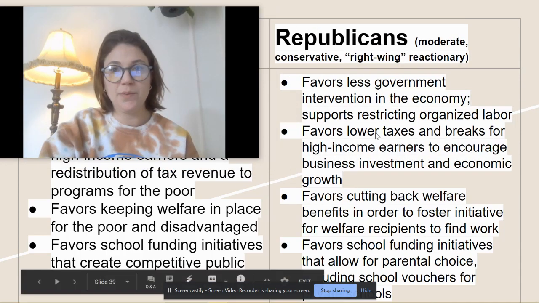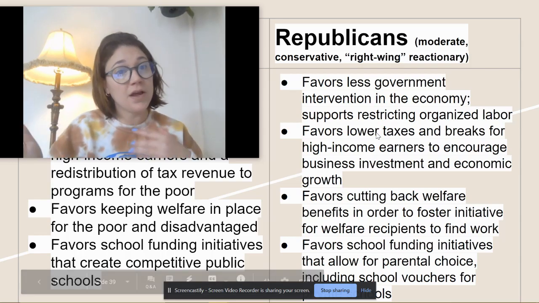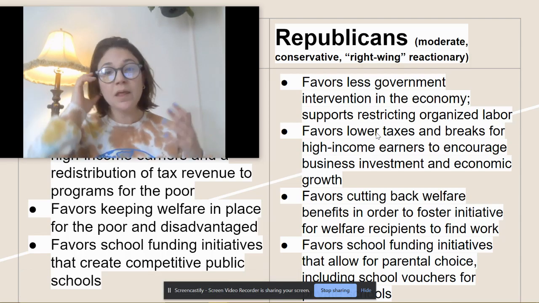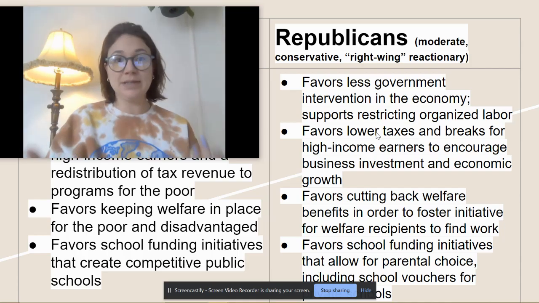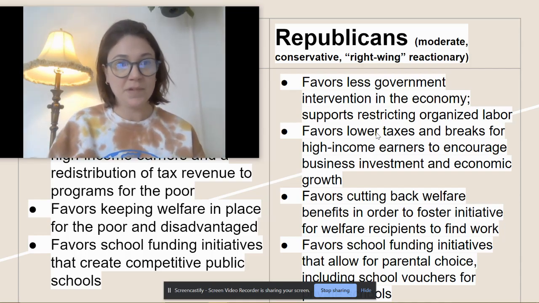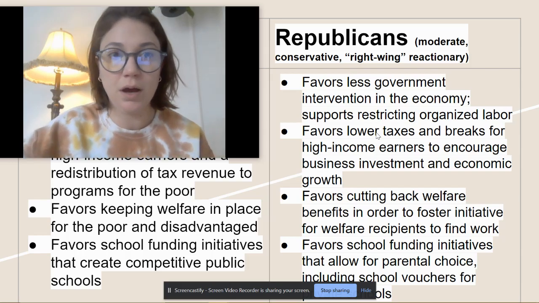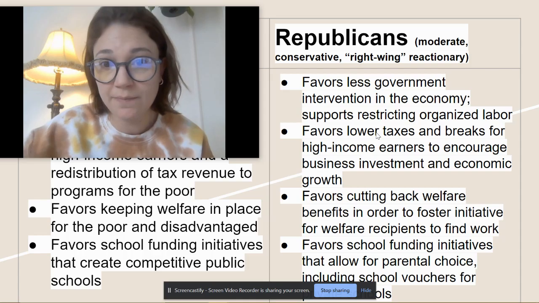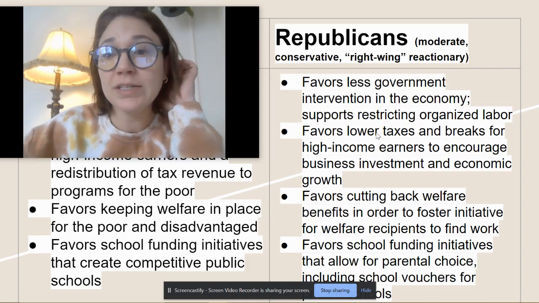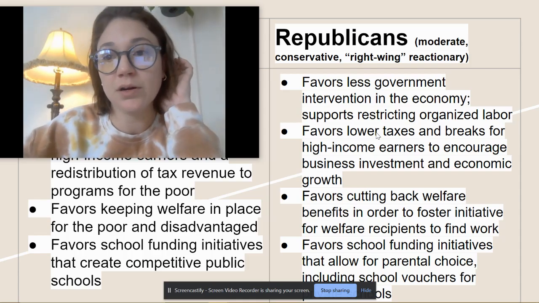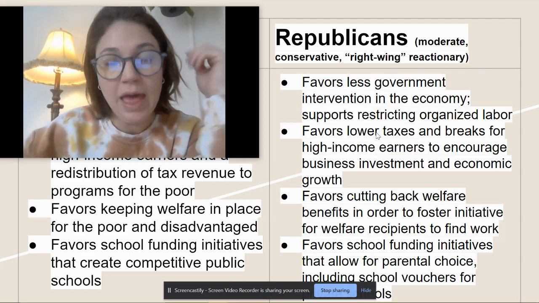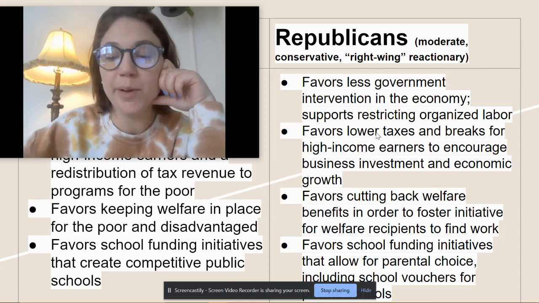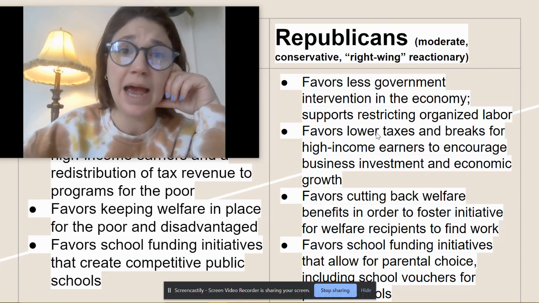Republicans, on the other hand, right? We have our moderate Republicans, conservative, our right wings, right? There's a spectrum. They are the opposite. In a very general sense, they want less government intervention in the economy. They don't like the idea of organized labor telling bosses and businesses what to do. They favor lower taxes and breaks for high income earners because they believe that'll encourage business investment and economic growth. This, in a nutshell, is what we would call trickle-down economics.